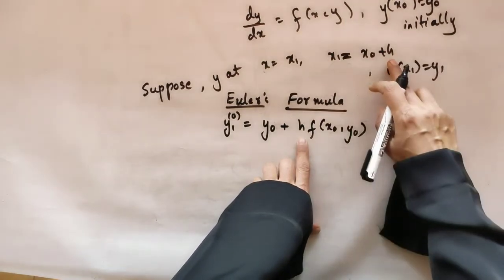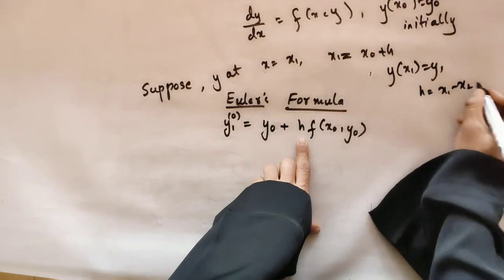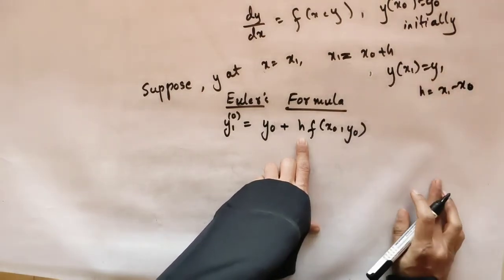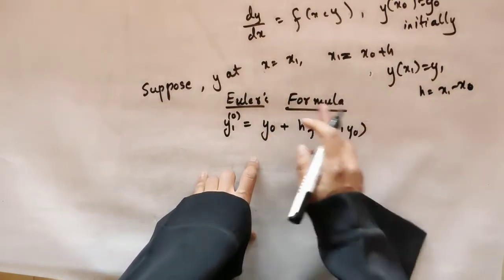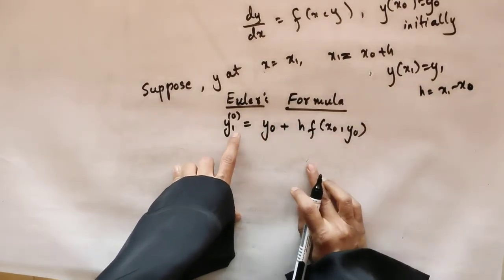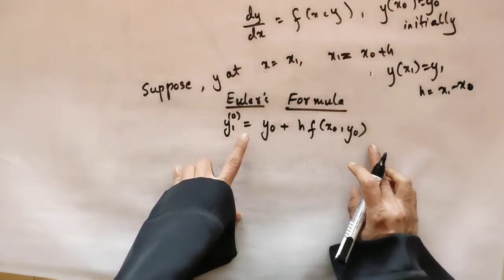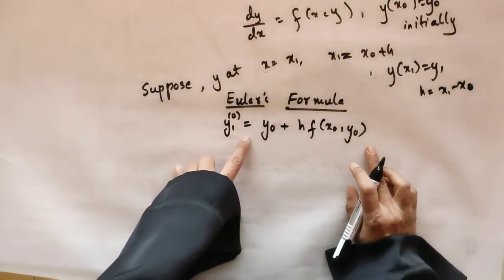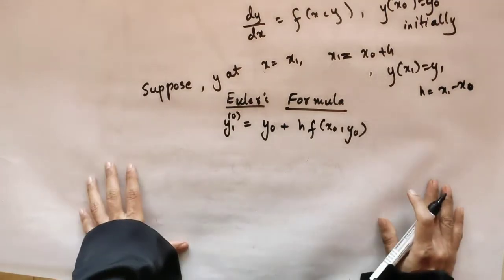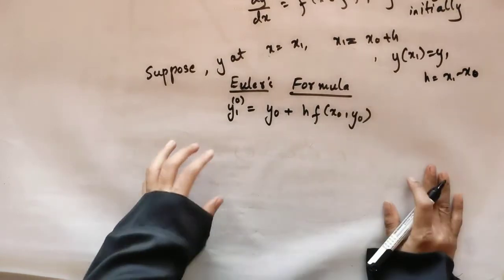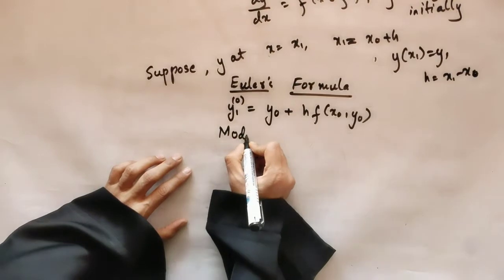H value, it is nothing but, yes, h is x1 minus x naught from this equation. Y naught is already there. So you are going to work for y1 initial approximation using this formula. Now this is not the accurate result for it. We try to improve the result, or we try to get a more accurate result by applying modified Euler's formula. So let's see what is modified Euler's formula.